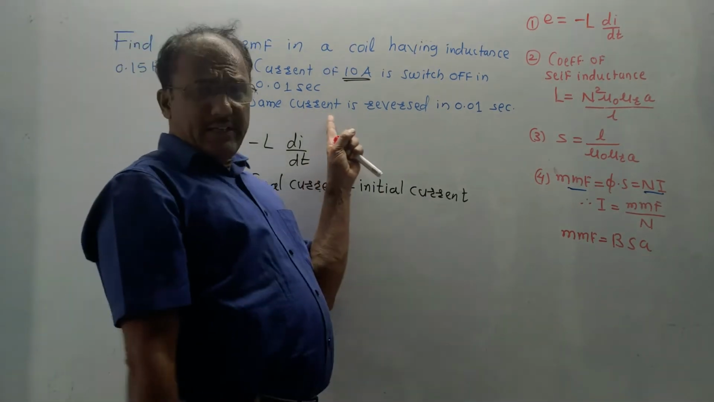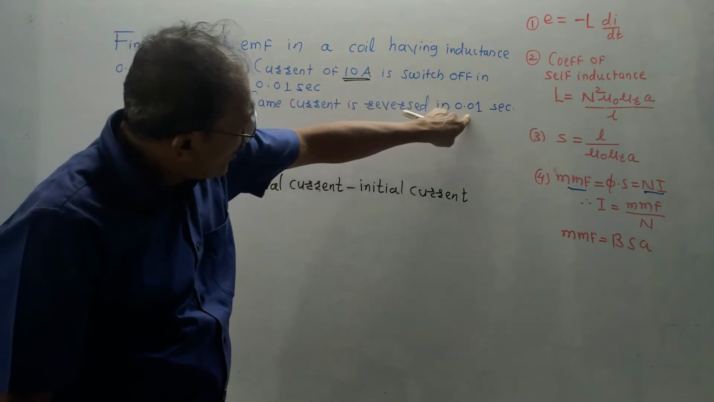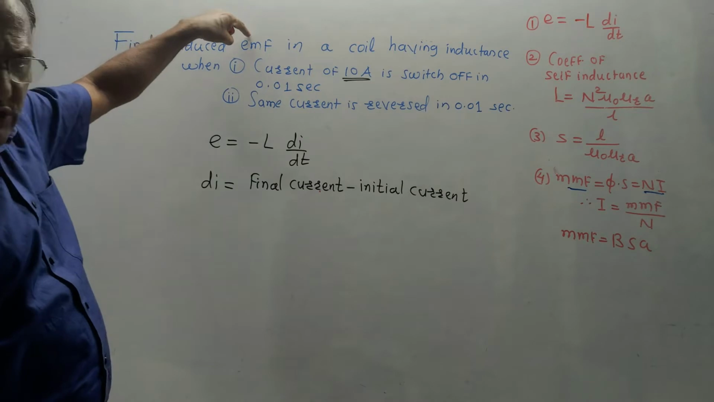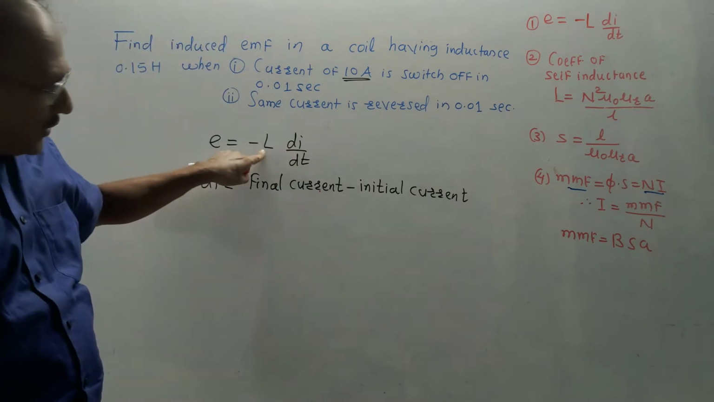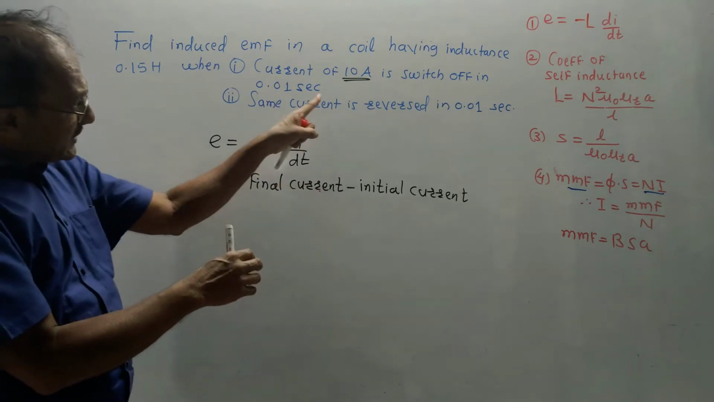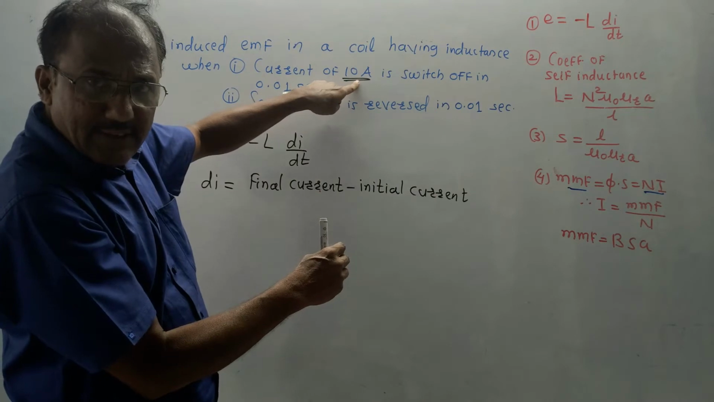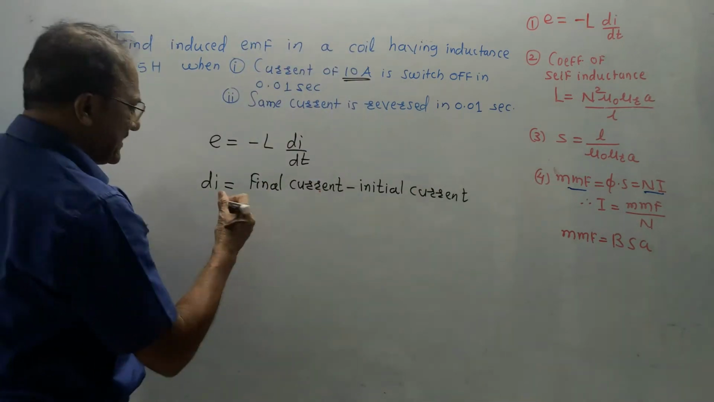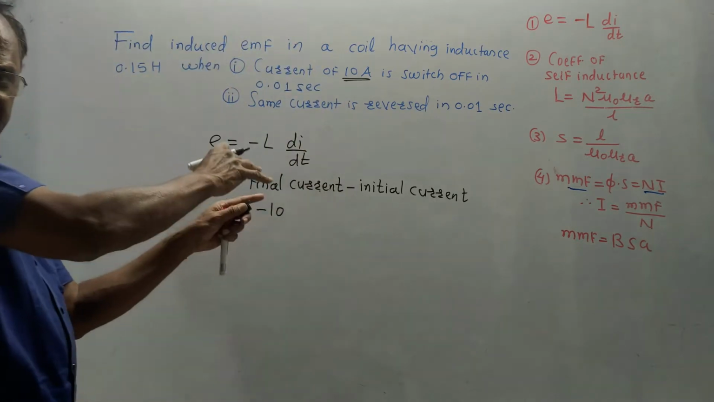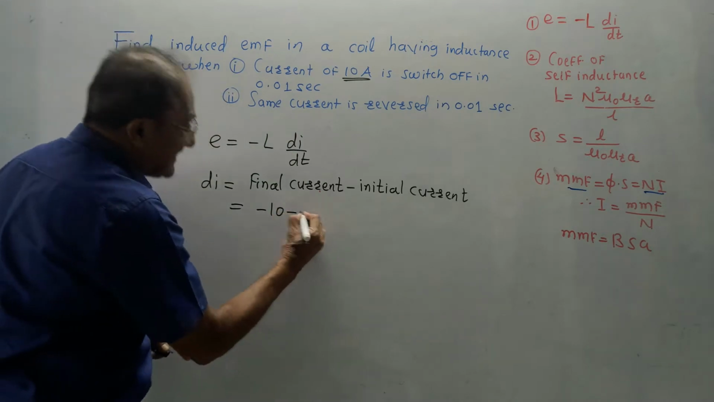Look at the second part. In the second part it is mentioned the same current is reversed in 0.01 seconds, and of course you need to calculate induced EMF. So I will be making use of the same formula. Value of di will be changed. Now listen carefully. What is mentioned? The same current is reversed. Reverse means initially current was 10 amperes. After reversing it becomes minus 10. So I will write this as minus 10. After reversing, meaning changing the polarity, it becomes minus 10 minus initial current.